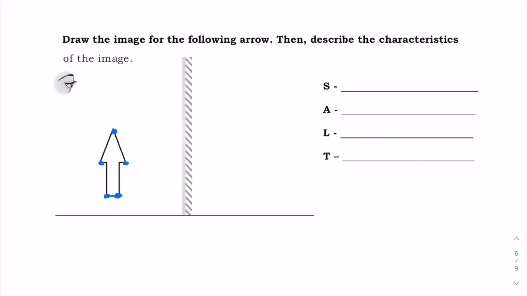Follow the procedure we used previously, where you draw perpendicular lines from the object to the mirror. You measure that distance and then construct the same line on the other side and put your point there. Alright, so pause the video please, try to do it on your own, and when you're ready, click play to resume.